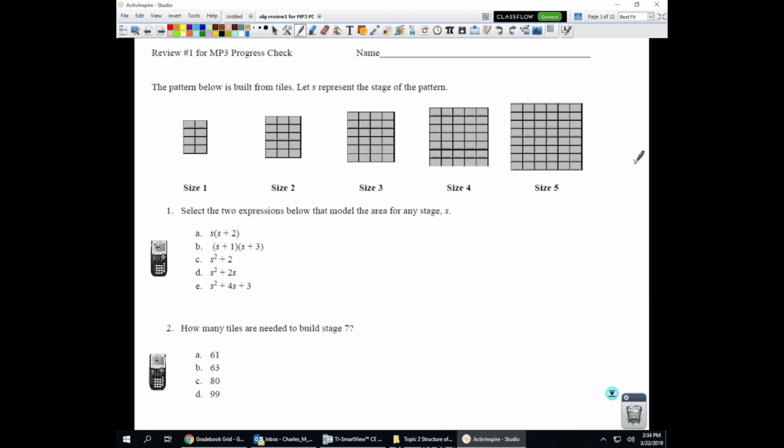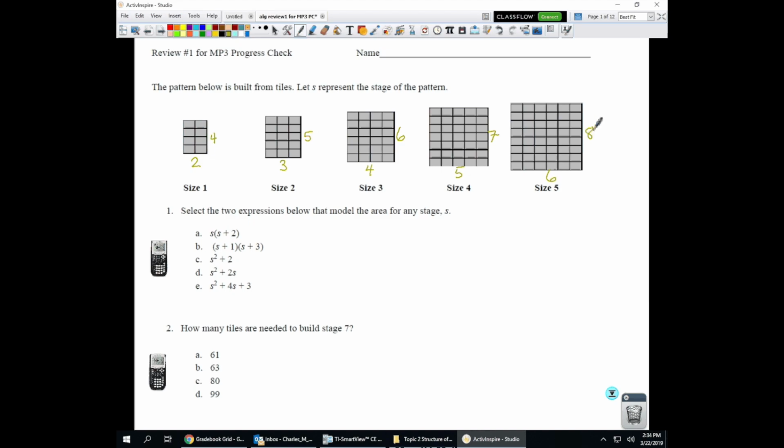Okay, to start looking at this first pattern, we want to look at the dimensions of these shapes. So in size 1, we have a width of 2 and a height of 4. Next one is 3 by 5. Size 3 is 4 by 6. Then we move to 5 by 7 and 6 by 8.